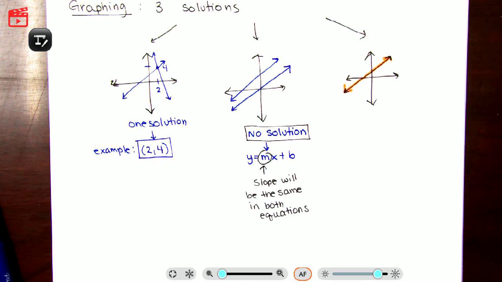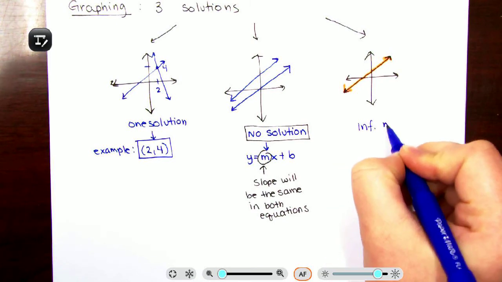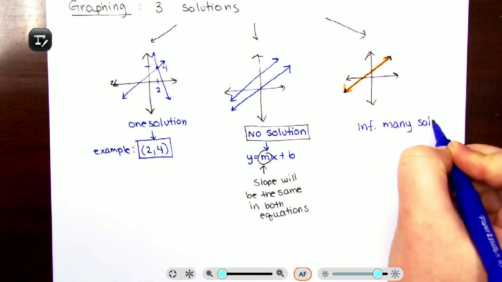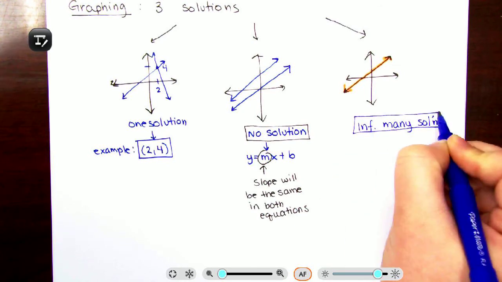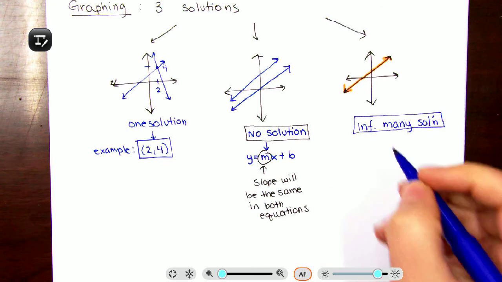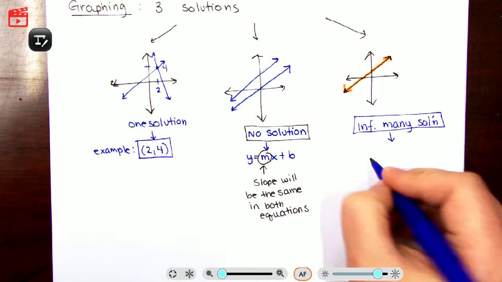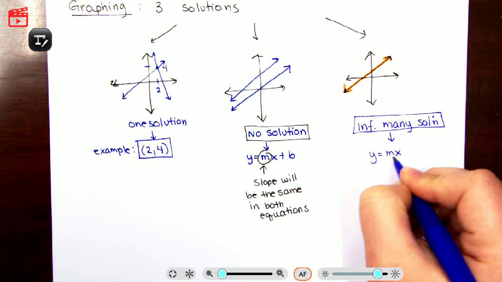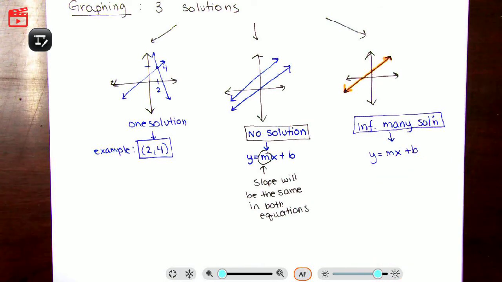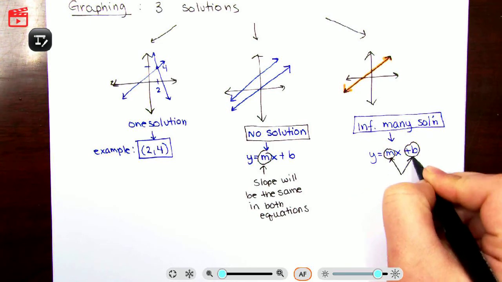Well, our question is the same: how many times do they cross, or how many times do they touch? Well, they touch all the time. So the answer to that one is infinitely many solutions. Now I'm abbreviating because mathematicians are lazy. So if I can abbreviate, I will. For infinitely many solutions, that's different from no solution. If you have it in y equals mx plus b slope-intercept form, you will notice that your slope and your y-intercept will be the same for both equations.